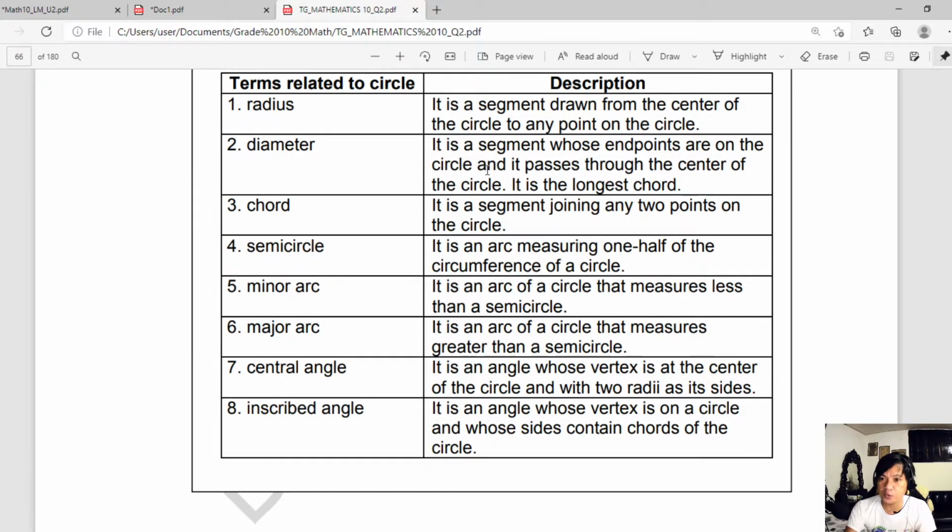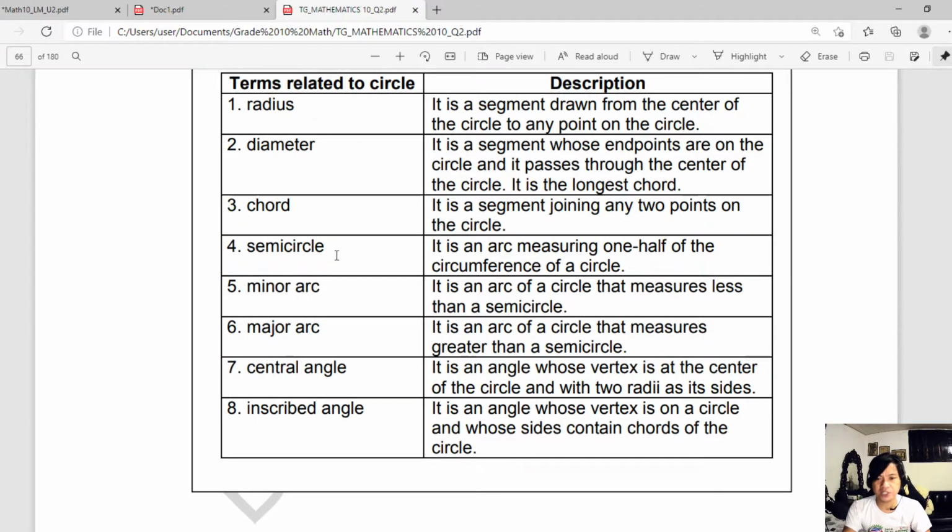Diameter. It is a segment whose endpoints are on the circle and it passes through the center of the circle, and at the same time, it is the longest chord. That is why kanina, yung diameter is example pa rin siya ng chord, pero yung diameter lang yung pinaka mahabang chord, the longest chord. On the other hand, chord, it is a segment joining any 2 points on the circle. So kahit diameter is also a chord, basta any 2 points on a circle is a chord.